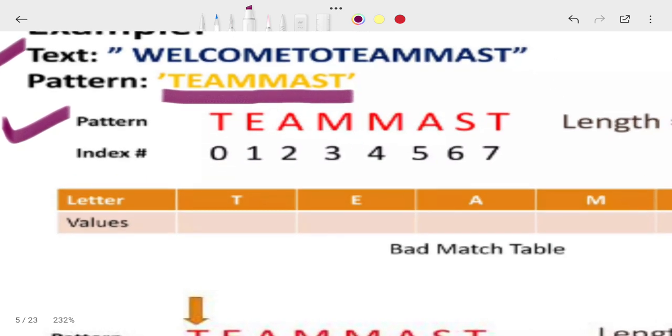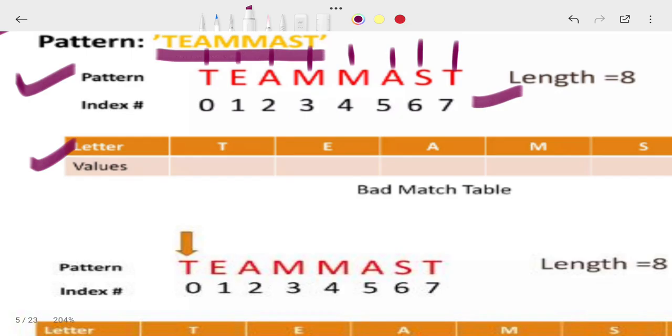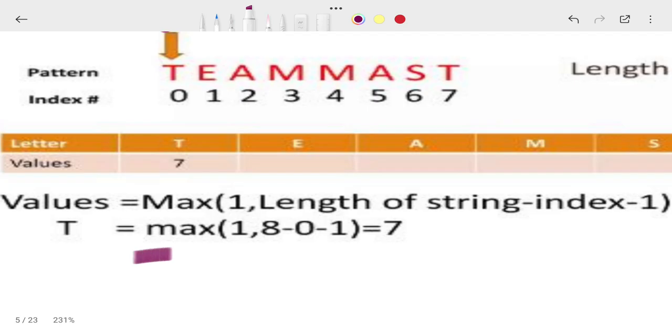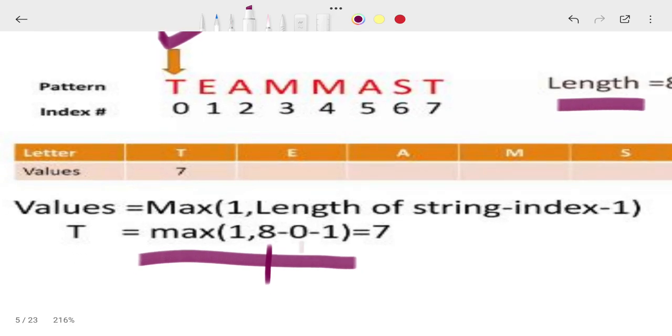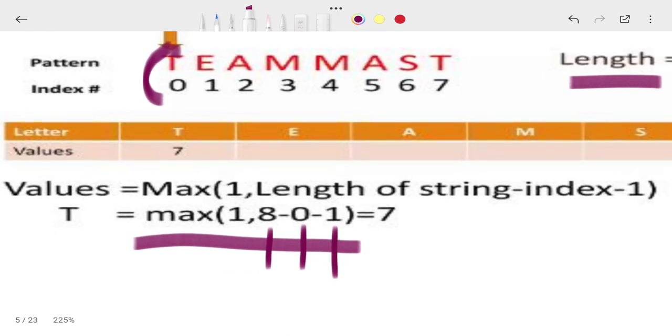At first I will write the index of T, E, A, M, M, A, S, T. This is the normal index in my array. Now I will make my bad character match. At first I will take T, using the formula: length of my pattern, which is 8, minus the index of T, which is 0, minus 1. This is 7. So this 7 I will place here.